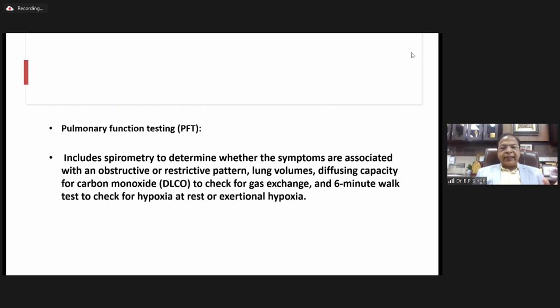The pulmonary function test is very important, and it shows a restrictive pattern in the patient with NSIP, and also a decrease in the diffusion. A 6-minute walk test is there to check whether hypoxia at rest or exertional hypoxia is present. So this is also a very important and very simple test to perform in the patient with NSIP.